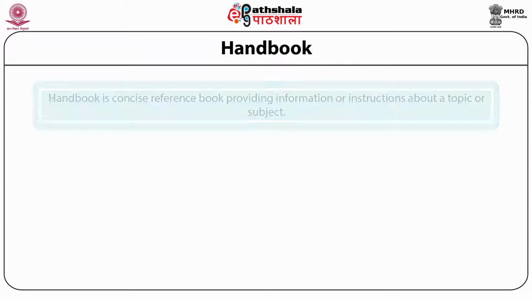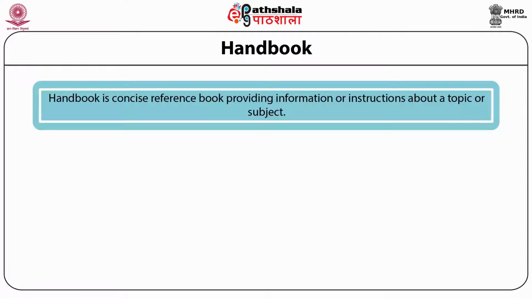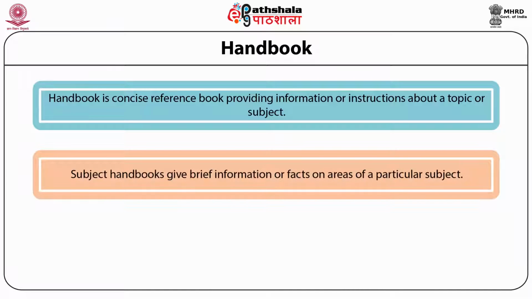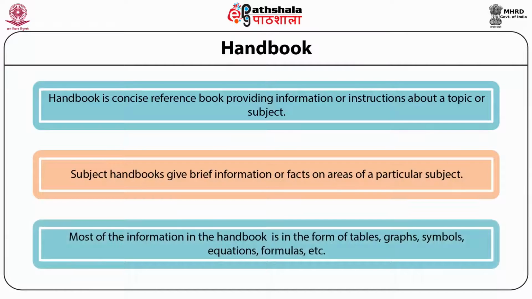Handbook. A handbook is a concise reference book providing information on or instruction about a topic or subject. Subject handbooks give brief information or facts on areas of a particular subject. Most of the information in the handbook is in the form of tables, graphs, symbols, equations, formulas, etc.